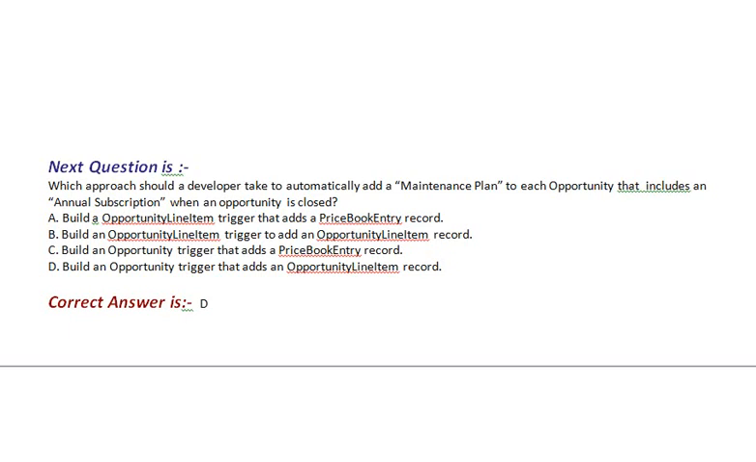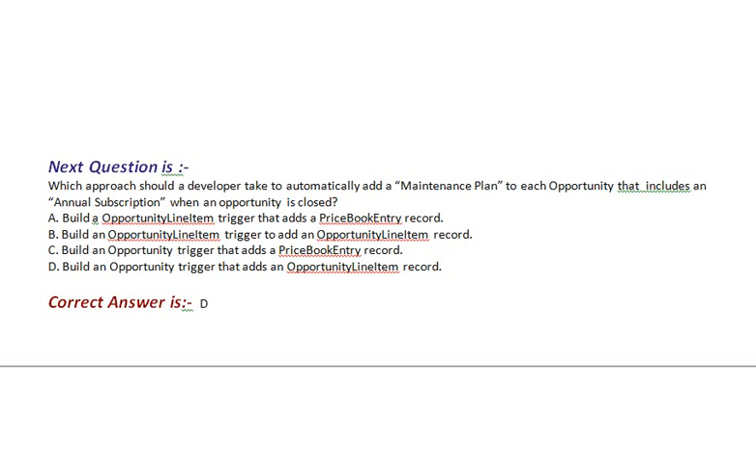Next question is, which approach should a developer take to automatically add a maintenance plan to each opportunity that includes an annual subscription when an opportunity is closed? Option A, build an opportunity line item trigger that adds a price book entry record. Option B, build an opportunity line item trigger to add an opportunity line item record.